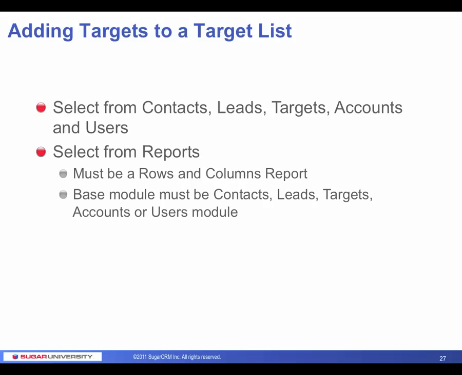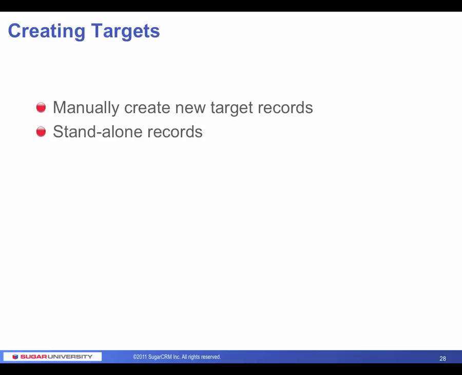To add targets to a target list, you will use the Select button to select specific records from the Contact, Lead, Target, Account, and User modules, or you will use the Select from Reports button to select an existing report with your targets. This is a best practice and the most efficient way to add targets to your lists. Keep in mind that it must be a rows and columns report, and the primary module in the report must be Contacts, Leads, Targets, Accounts, or Users. While you may purchase target lists and import them, or create a list from reports, you can also manually create target records in Sugar. Target records are standalone records that are not attached to contacts or leads.